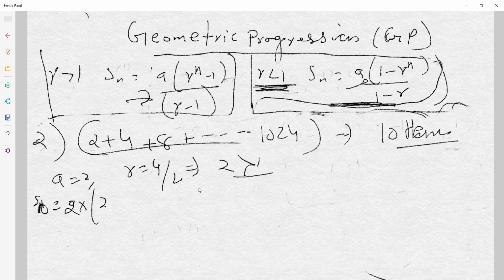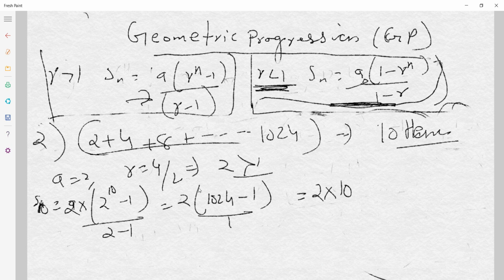What is the value of r? 2. And what's the value of n? That is 10. So minus 1, divided by 2 minus 1, which can be written as 2 times 1024 minus 1, divided by 1. This becomes 2 times 1023, which is 2046. So this is a nice and easy exercise.